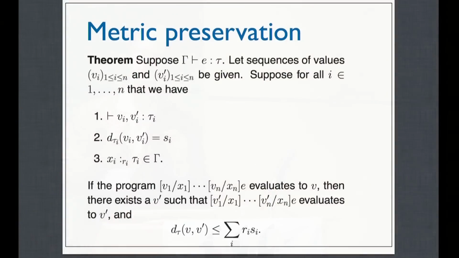So I've given you the main ideas, and I think I'm actually going to race through the rest of this. The critical theorem that you prove is called metric preservation, and this is the theorem that connects the operational semantics of the language, the way that programs actually compute, with the privacy guarantees that are embedded in the metrics. Okay, that's it for Fuzz.